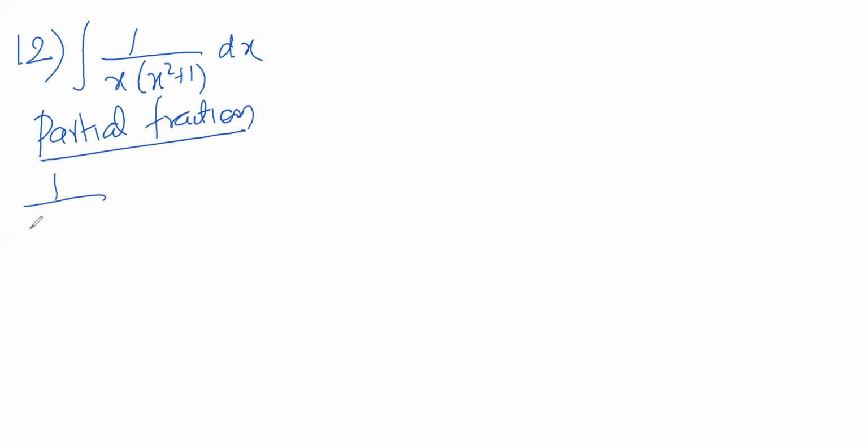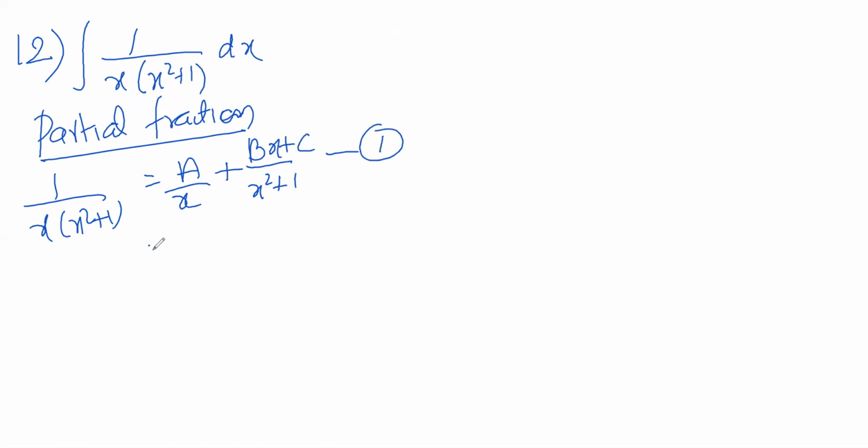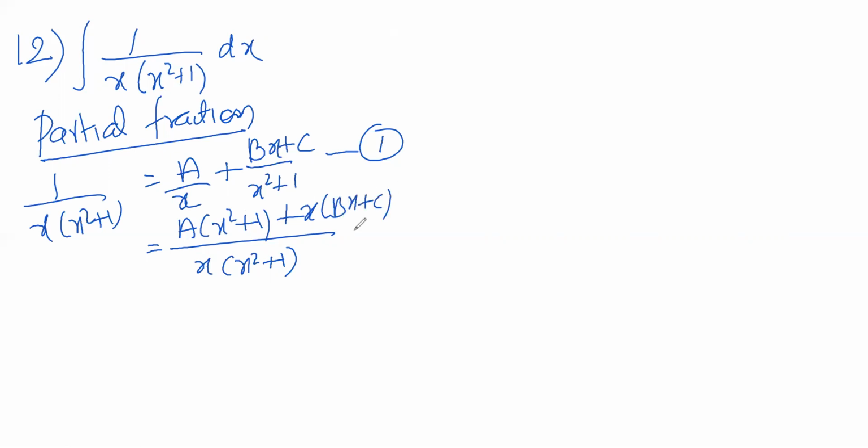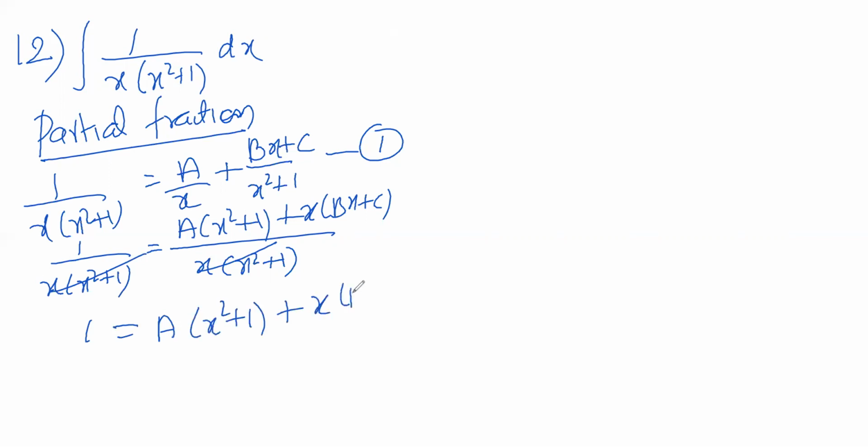So consider 1 by x into x squared plus 1 as A by x, and for the denominator x squared plus 1 we assign bx plus c. Now take the LCM, x into x squared plus 1. So a into x squared plus 1 plus x into bx plus c. On the left hand side, 1 by x into x squared plus 1, both get cancelled. So 1 is equal to a into x squared plus 1 plus x into bx plus c, taken as equation 2.